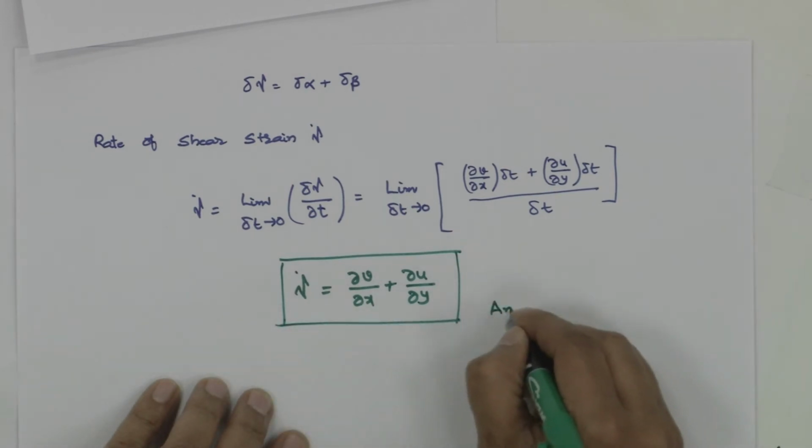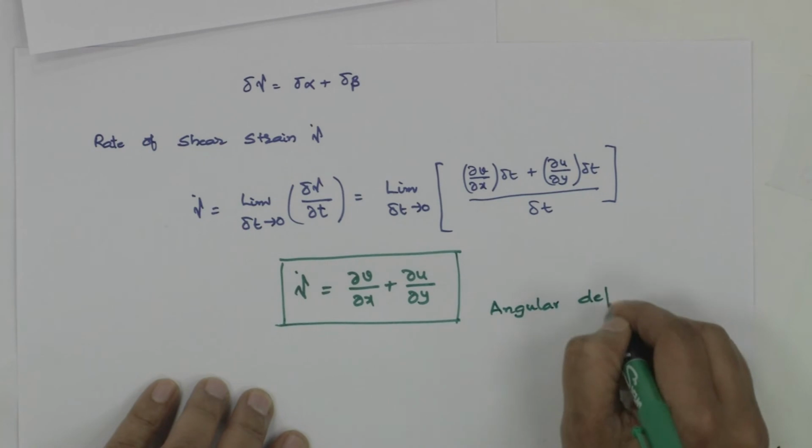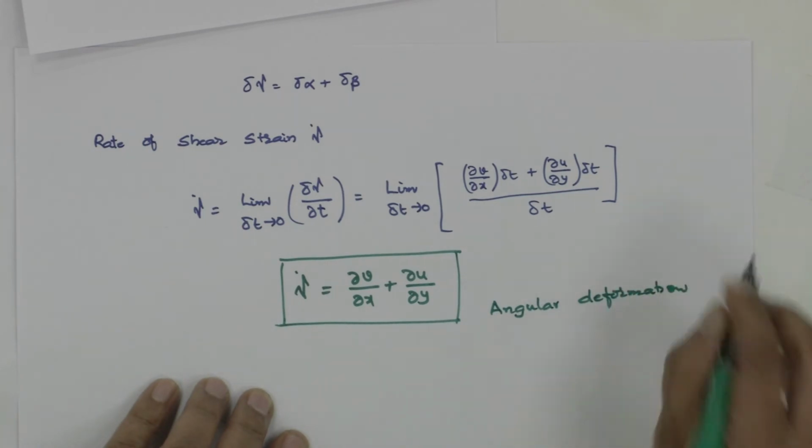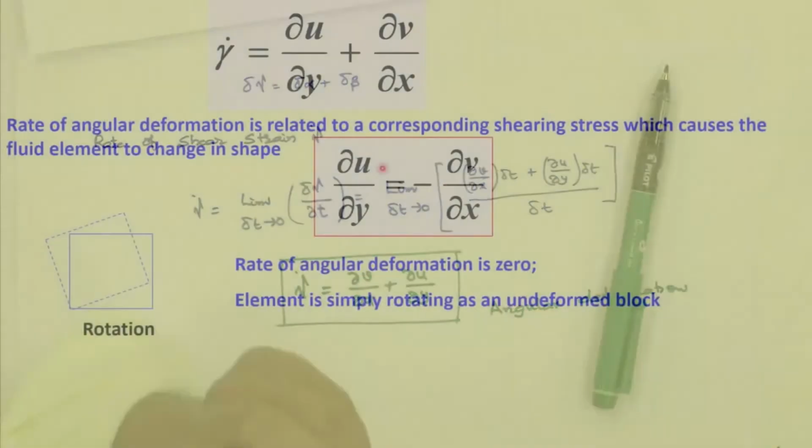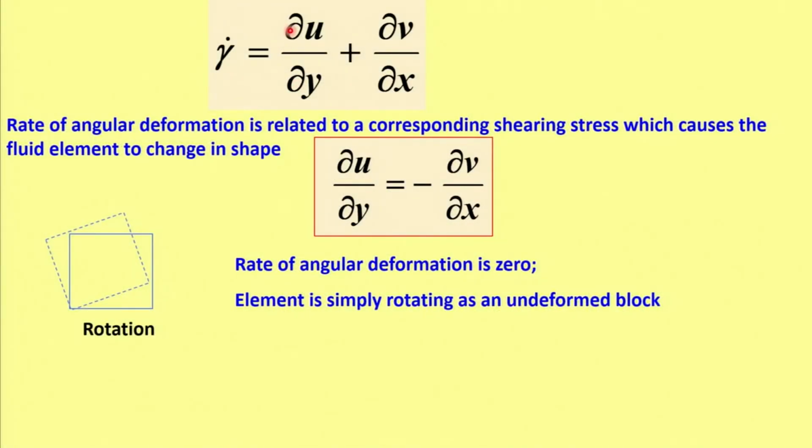This is angular deformation. So we covered angular deformation and rotation. Now back to slides. Gamma dot is equal to del u by del y plus del v by del x. Rate of angular deformation is related to corresponding shearing stress, which causes the fluid element to change in shape. That is, if del u by del y is equal to minus del v by del x, then the rate of angular deformation is 0 and the element is simply rotating as an undeformed block.